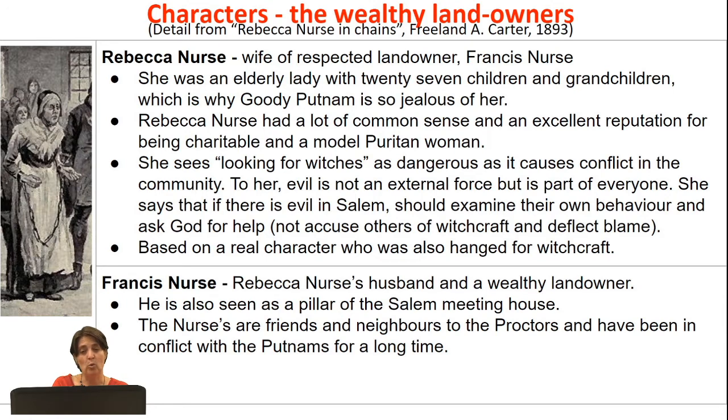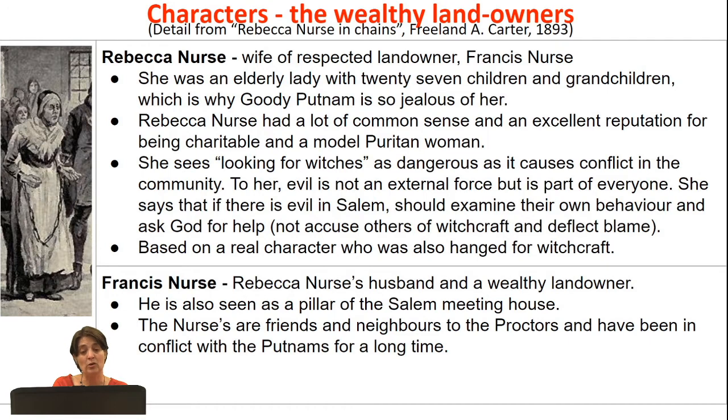She sees looking for witches as dangerous, and she says that when you look for witches, you cause conflict in the community. And she has a different view of evil to most of the people in Salem, because to Rebecca Nurse, evil is not an external force personified by the devil. She saw evil as actually being part of everyone. And she said that if evil is actually happening in Salem, the people of Salem needed to examine their own behavior and then ask God for help. They shouldn't be accusing others of witchcraft and deflecting the blame. And it turned out that she was very wise, because that's exactly what they did.